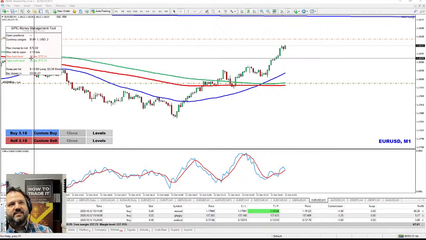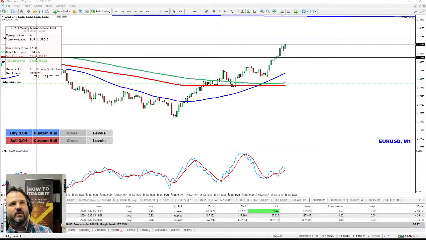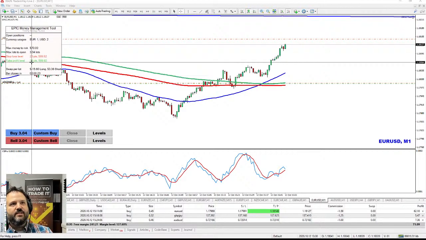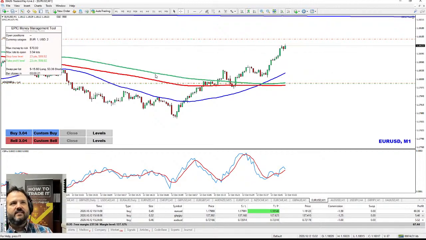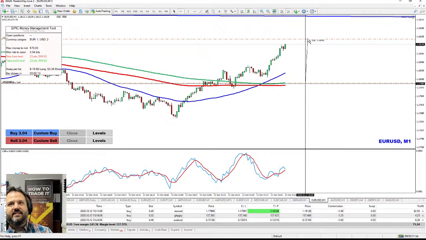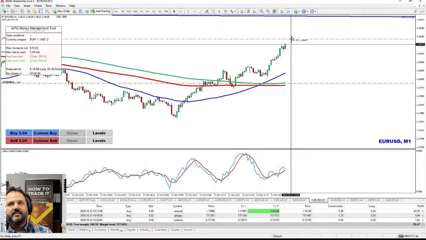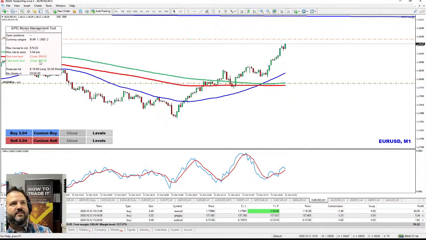This actually has the pips right here as well. My take profit is 23 points according to this, which I don't know why it says that because I'm showing 159. I don't even know what this means. TJ, what does this mean?